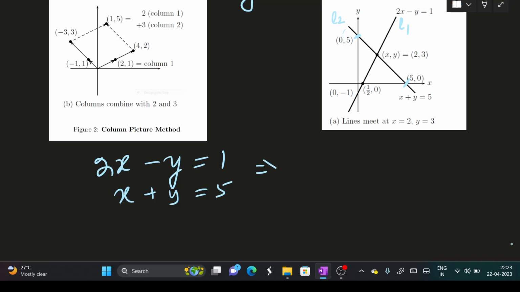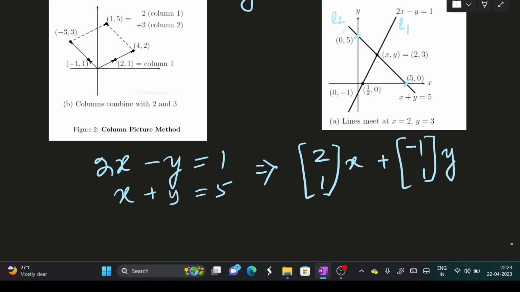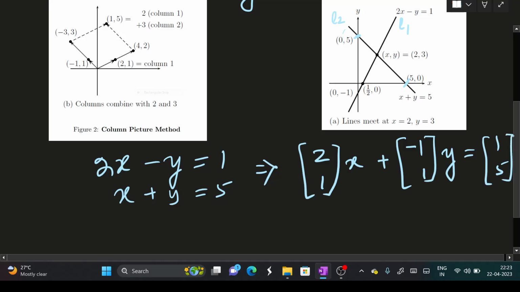What is it? 2, 1 is my one column, multiplied by x. Then plus the column -1, 1, the coefficients of y, which I have made into another vector, multiplied by y is equal to the RHS vector 1, 5. This I have done.